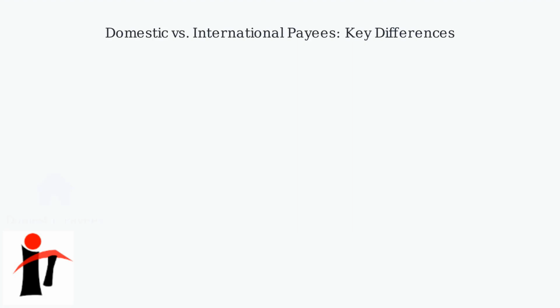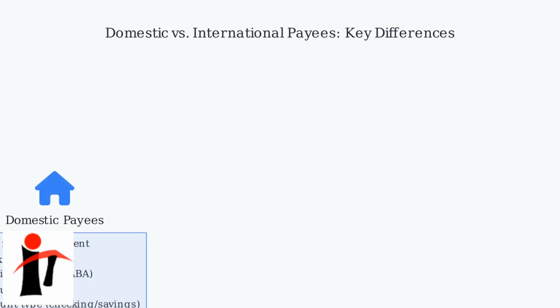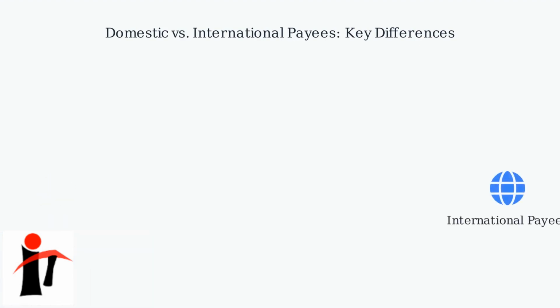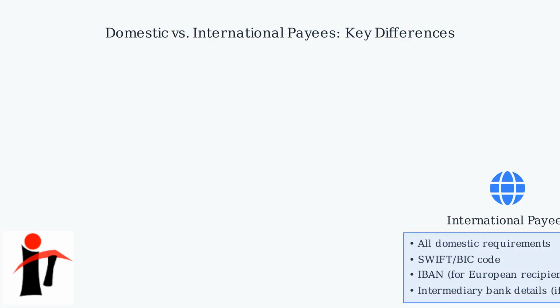Adding domestic and international payees requires different information. For domestic payees within the U.S., you'll need the recipient's full name, bank name, routing number, and account type. International payees require additional details like the SWIFT or BIC code and, for European recipients, the IBAN.